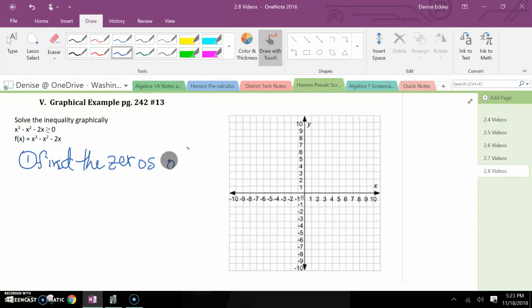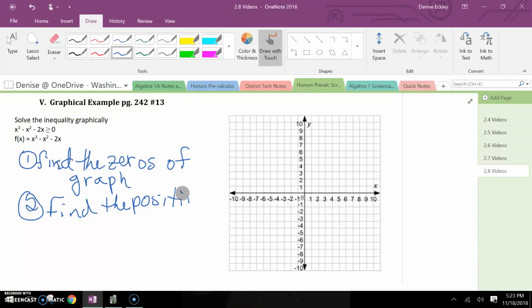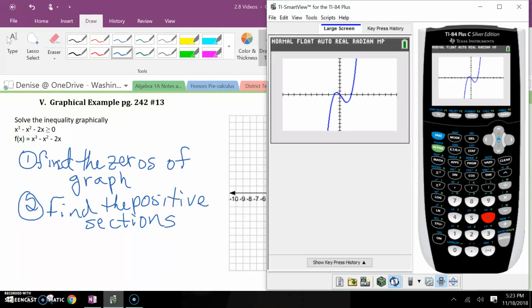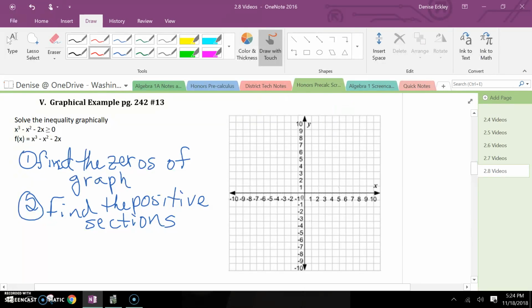And then after we do that, we're going to look for the sections that are positive. So I went ahead and put this on the graphing calculator, and we can see that we have zeros at -1, 0, and 2. So I'll write that down. So the zeros are at -1, 0, and 2. So if I mark those on the graph, -1, 0, and 2.